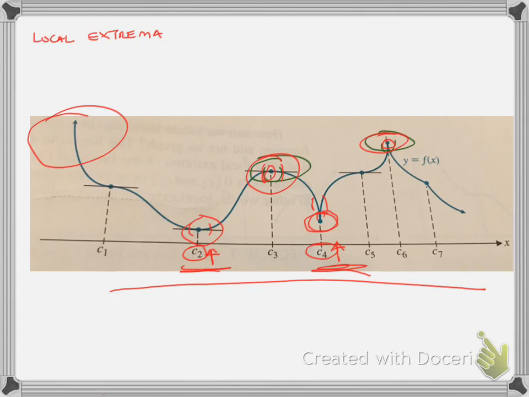Absolute extrema is something that we might get to later in the chapter, where that's looking at if there's one point that's greater than every point on your function, or if there's one point that's smaller than every point of your function, then that would be an absolute extrema.